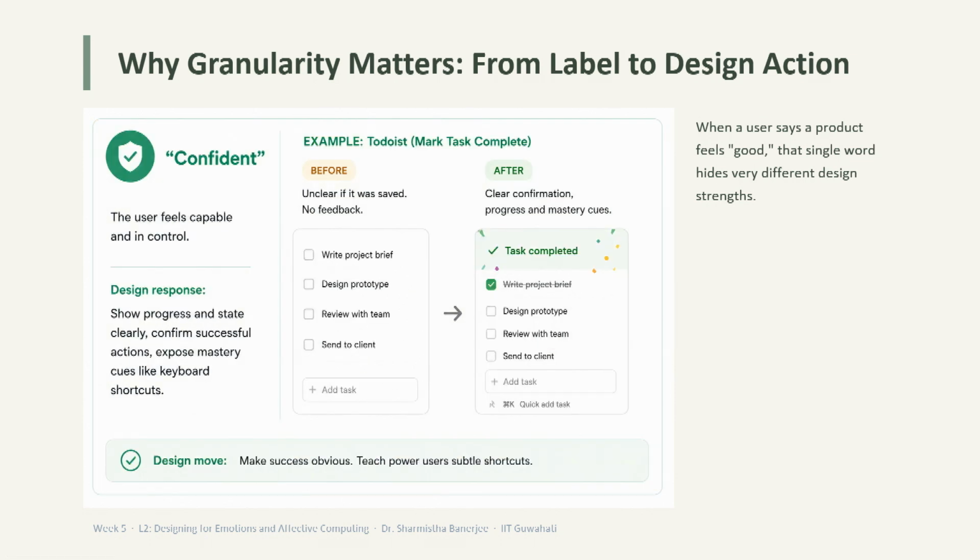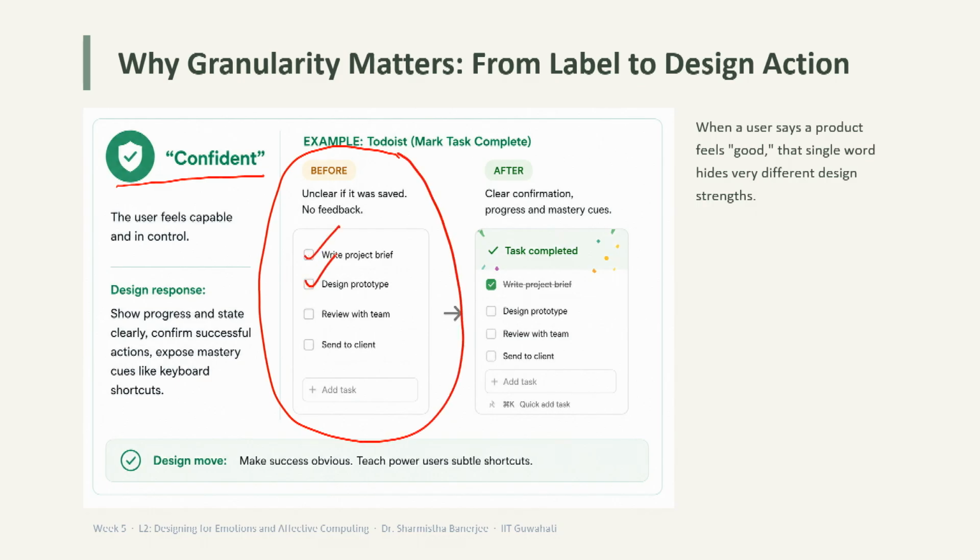Now, coming to the next emotion, again our context is same. Somebody feels good about the design. Here I took the emotion of confident. So, I am taking this example of Todoist. So, in Todoist, I can design the product like this, which says write the project brief, I have written it, I will tick it, design prototype, tick it, review with teams, send to client, and I can press on add task and add another task. So, this is how the Todoist list, the sample was prepared when I get started with it.